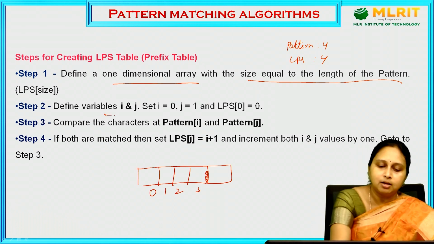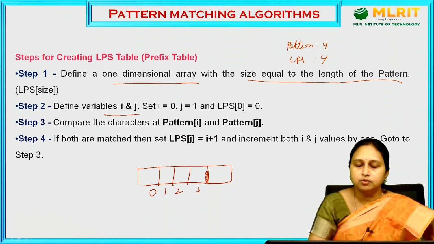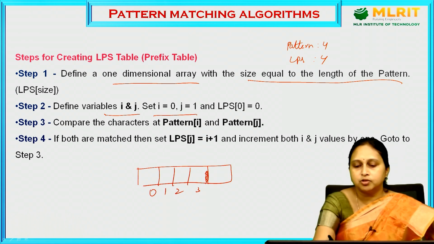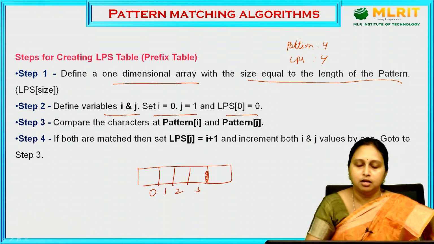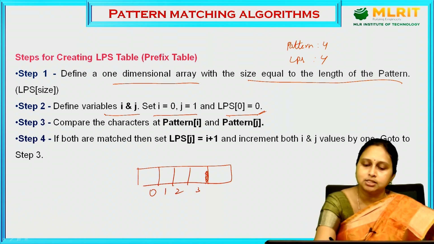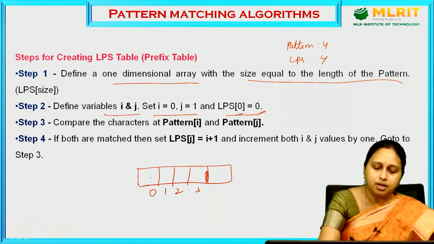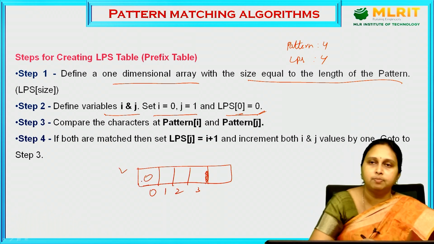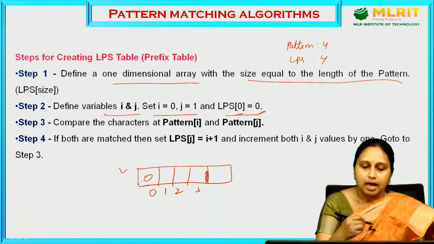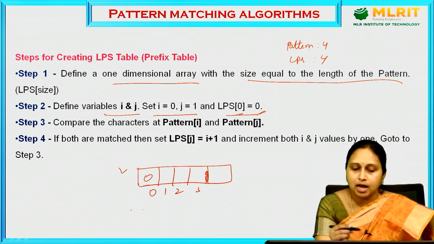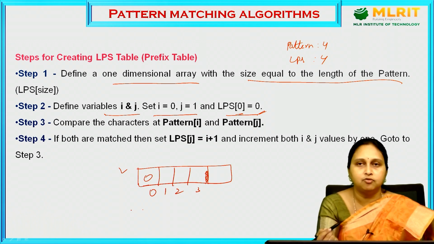And define variables I and j. We are going to use the variables I and j to set our I and j values for storing our LPS table. And at the starting stage, we are going to initialize our LPS of 0 equal to 0. That means initially this LPS of 0 will be initialized to 0. And we are going to set I and j values. I is starting from 0 and j is starting from 1 onwards.